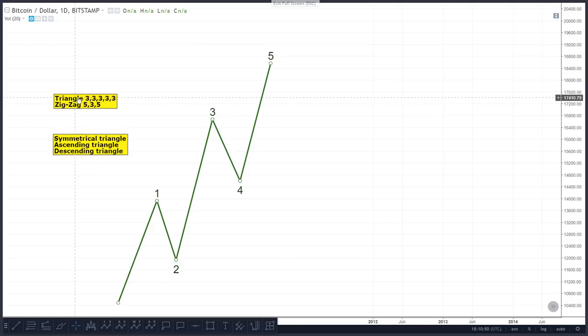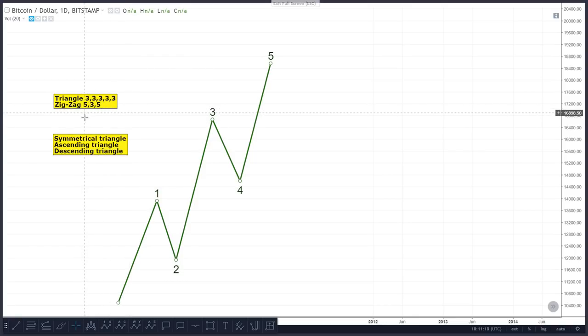So basically, for triangles, the subwave count is 3-3-3-3-3. So it's made up of 5 waves, and each of those waves has 3 waves within it. Whilst a zigzag is made up of 3 waves, and the wave count of the zigzag is 5-3-5. Now, I think we'll start with the zigzag, and then we'll move on to triangles.